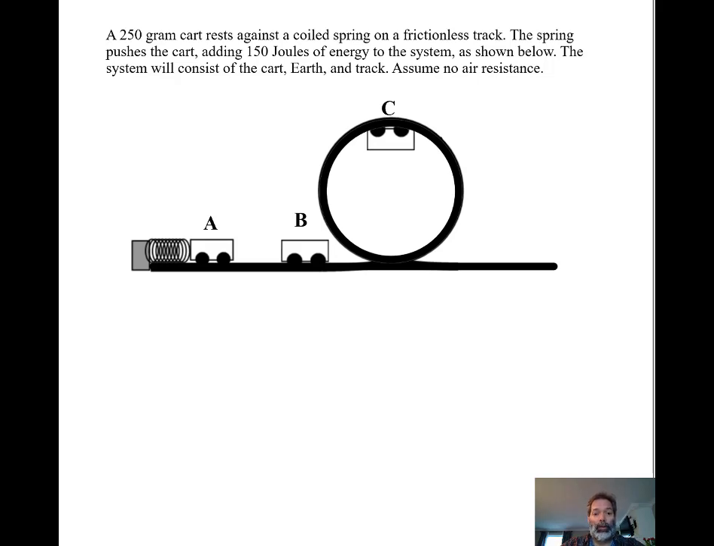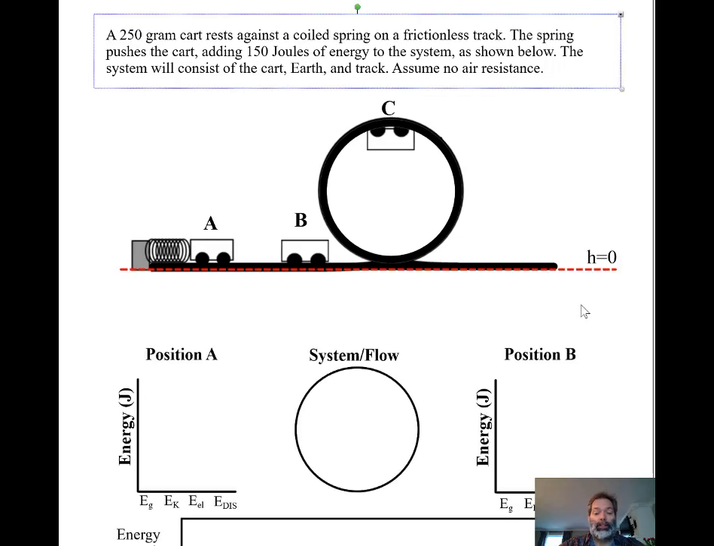The first thing that we have to do to solve this problem is to identify where we want to put our zero height for gravitational potential energy. I would suggest that we put it at the very bottom of the track so that at points A and B, the height of the cart is 0, so there won't be any gravitational potential energy.